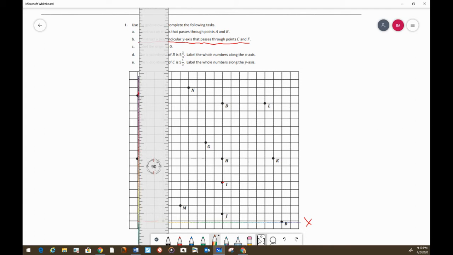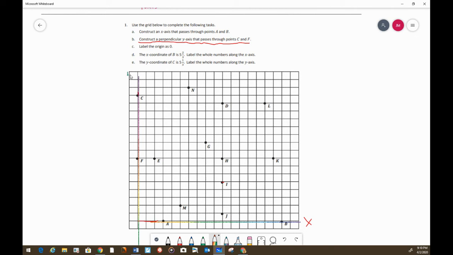And now we have to label the y-axis. Let's label it y-axis. Well, doesn't look like a y-axis. Let me use a different color here. Y-axis. Okay, there you go. That's better. Now our next one says label the origin as 0. Well, the origin is going to be here where they both meet, where the perpendicular line crosses, and this is 0. That's the beginning of it all.